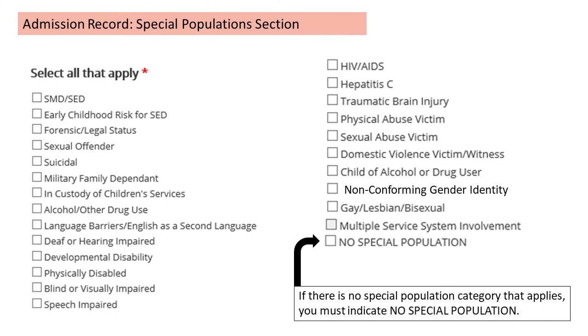When you've answered all the required fields in the previous section and click on Next, you will be taken to the Special Population screen. Notice the option Non-Conforming Gender Identity is on the list. This is where a non-binary gender identity is documented. If you don't have any information about the client's special population characteristics, you must indicate no special population before you click on the Next button.